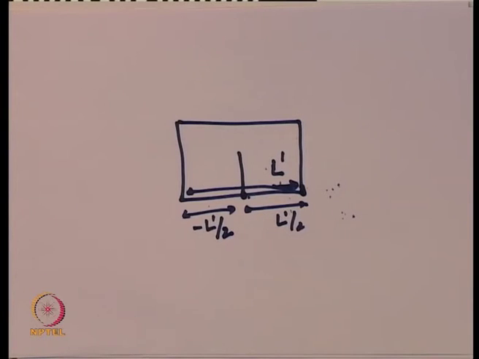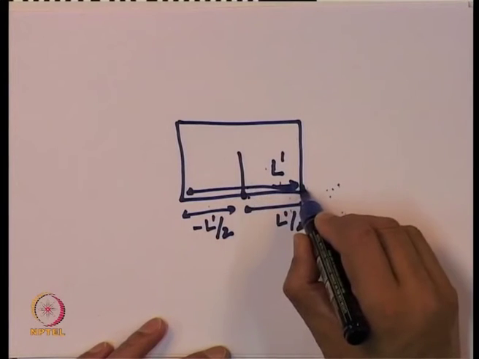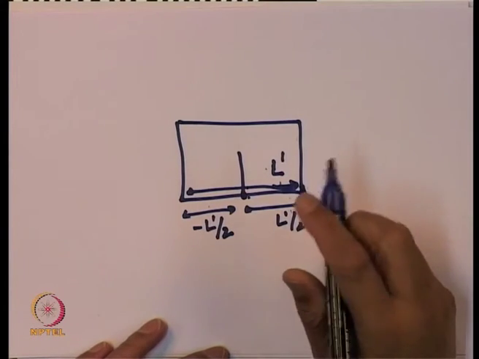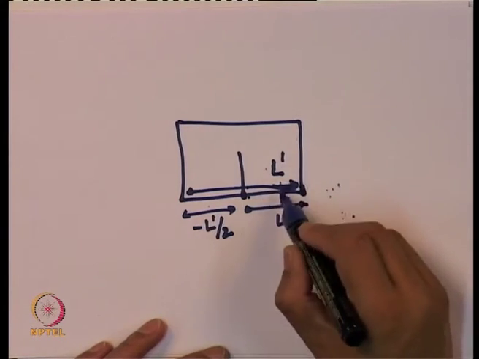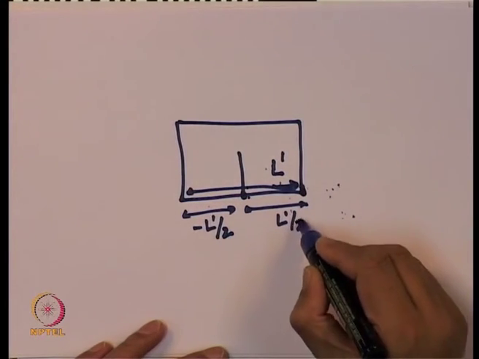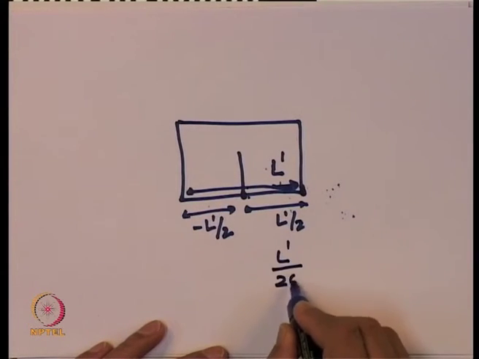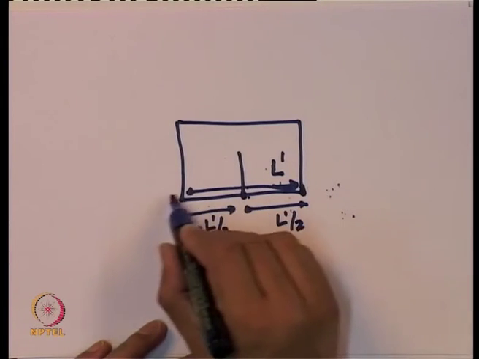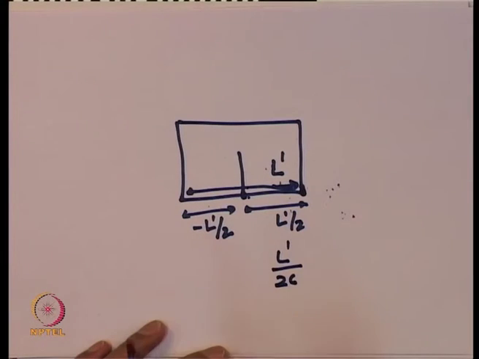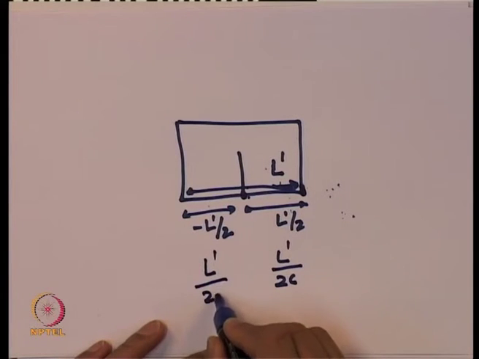T1 prime, the time of event number 1, is the time taken for the light to travel from here to here. The light travels with the speed of light c, and the distance it has to travel is L prime by 2, so the time taken will be L prime by 2c. Similarly, the light emitted backwards also moves a distance of L prime by 2 at the same speed c, so this time interval will also be L prime by 2c.